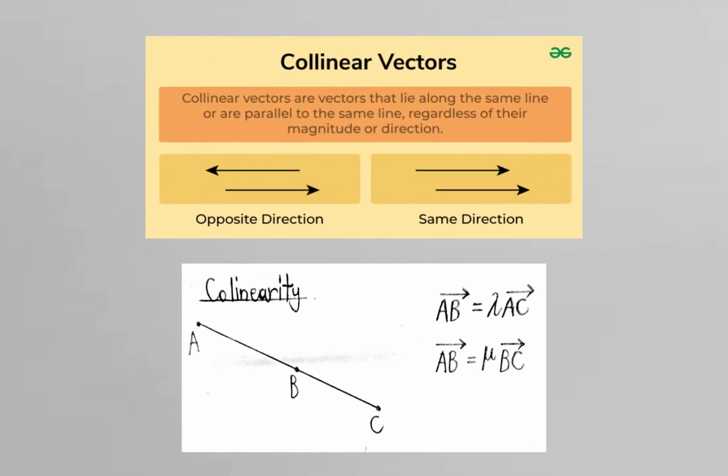Greetings. This is the second part of vectors, where this type is more advanced than the previous one. So let's go for a recap, and this one is about collinear vectors.